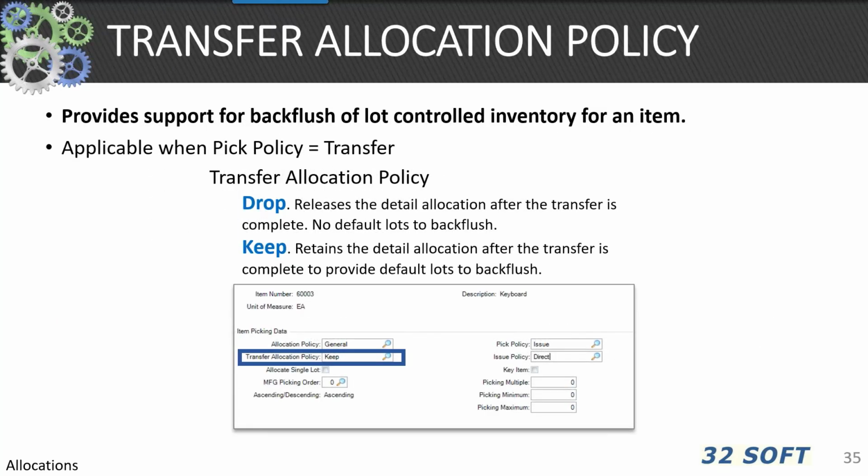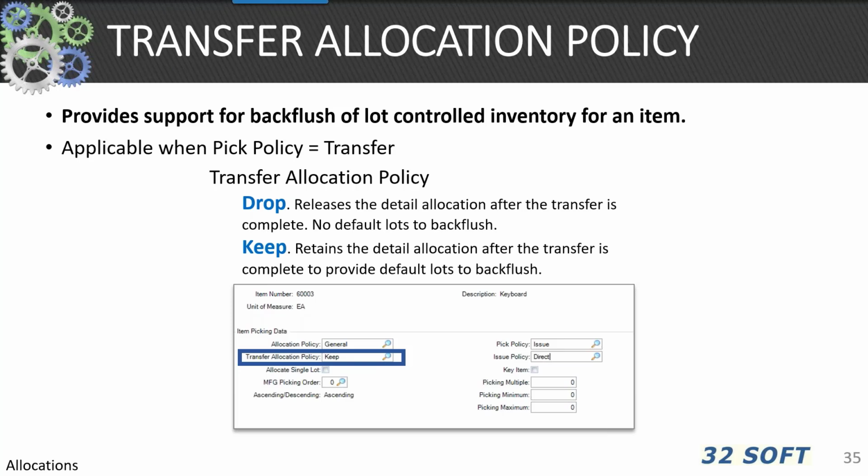The transfer allocation policy provides support for backflush of inventory items, even lot control items. Again, as a planner, I would have loved to have this function. The application is when pick policy equals transfer. You might want to drop the allocations, which might not necessarily be those things that are defined through the allocation process.